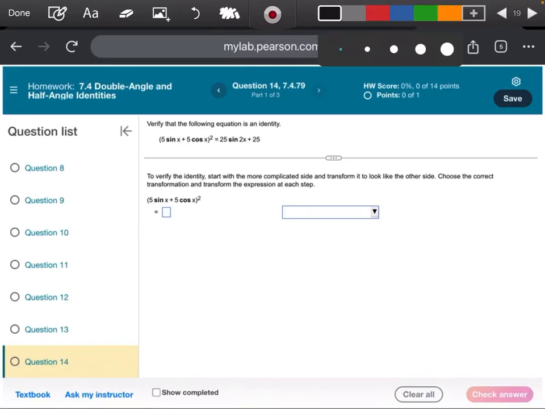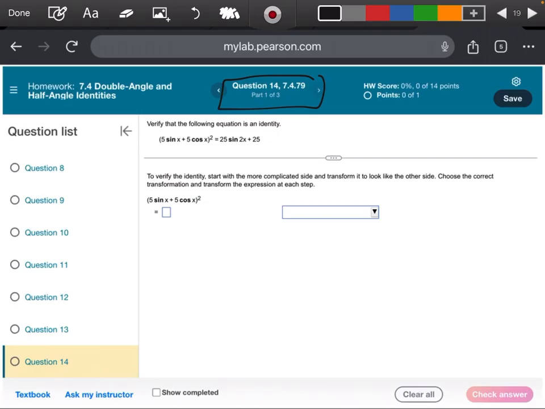All right, y'all, this is number 14 out of 7.4, and it says to verify that the following equation is an identity. It says to verify the identity, start with a more complicated side and transform it to look like the other side. Choose the correct transformation and transform the expression at each step.